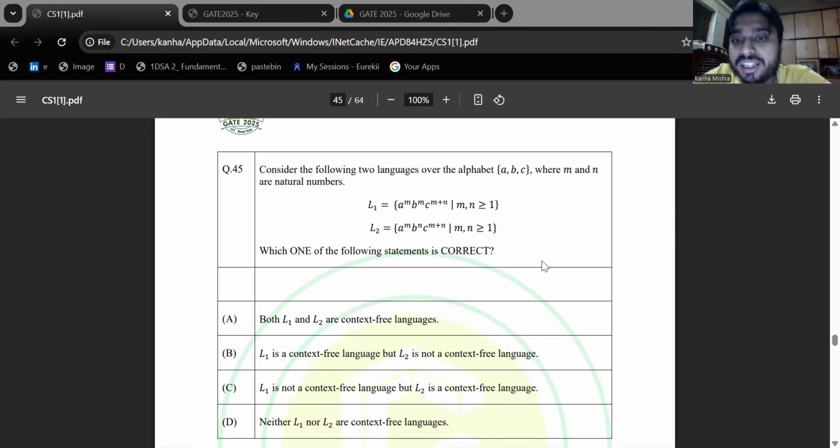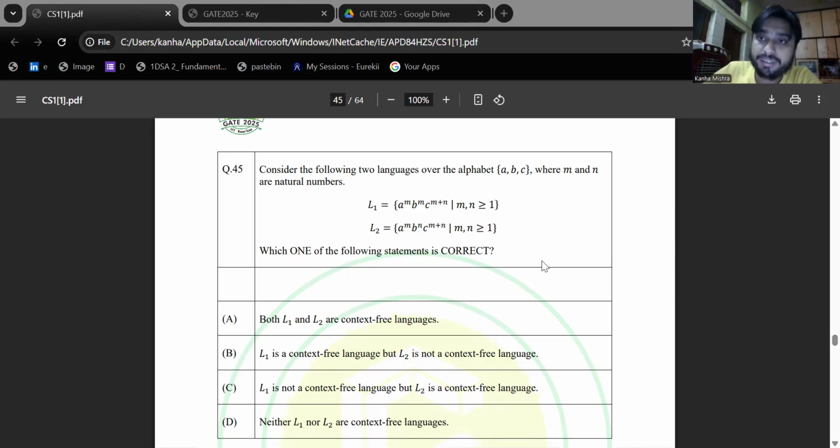A PDA is like a finite automaton with a single stack memory. What can a PDA do? Put symbols into the stack, pop symbols from the stack, and use the stack to match patterns like equal counts, such as A to the power N, B to the power N, or balanced structures like nested parentheses and palindromes. What can't a PDA do? It only has one stack, so it cannot count two things independently. It cannot verify multiple independent constraints like A to the power N, B to the power N, C to the power N. Multiple constraints it cannot verify, so not a CFL.